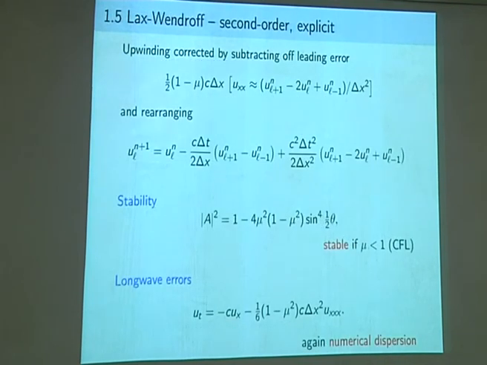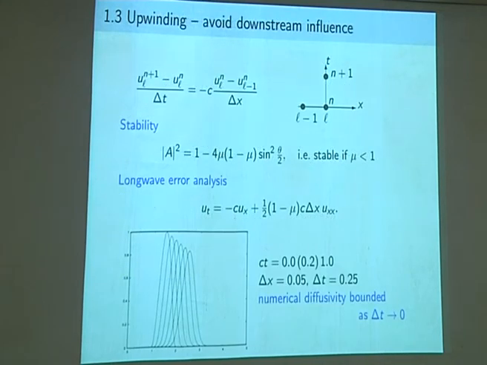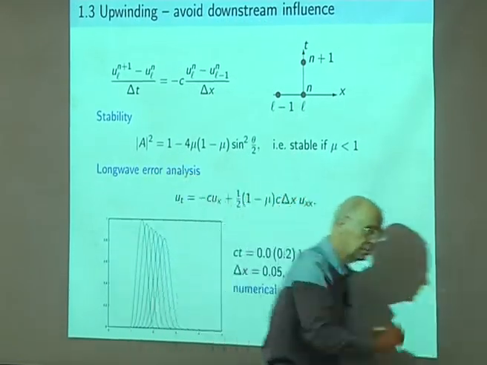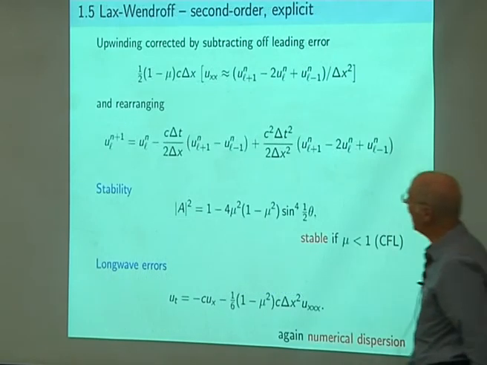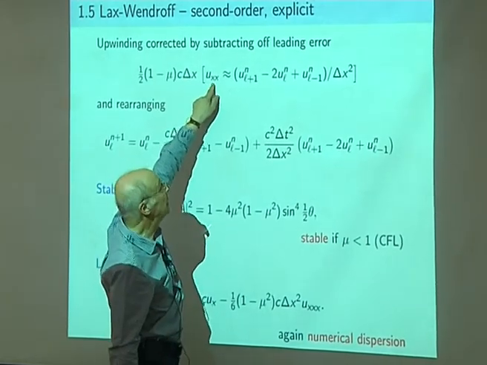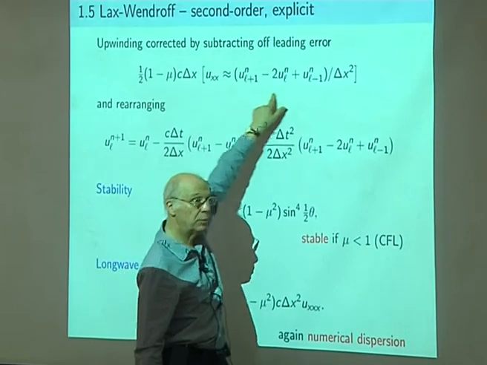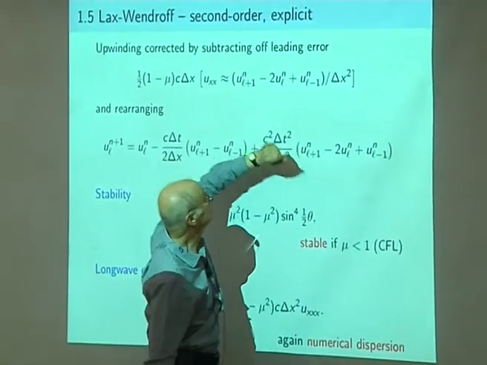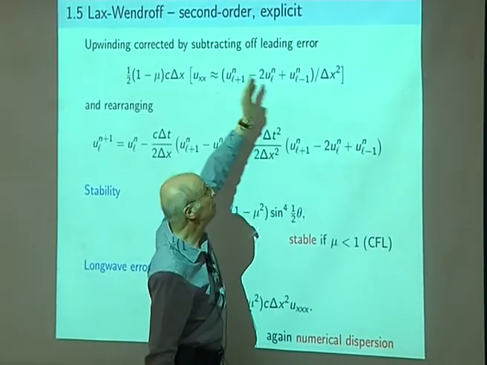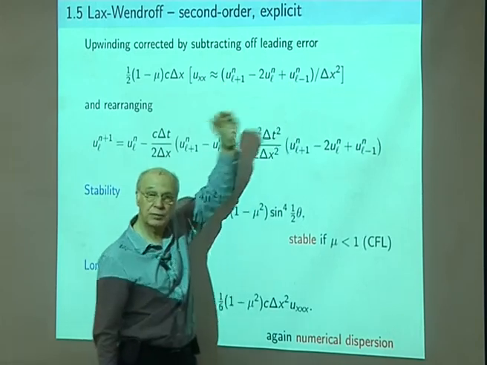Okay, so algorithm number 5. Here's the upwinding, and there's an expression for the numerical error. Artificial numerical diffusion. So remember that, there's a half (1 minus mu) c delta x, u_xx. And what the Lax-Wendroff does is to take that expression and seize the u_xx, and then we can work out numerically what u_xx is. It's 2 spatial derivatives. It's the standard central differencing to get the second derivative numerically.